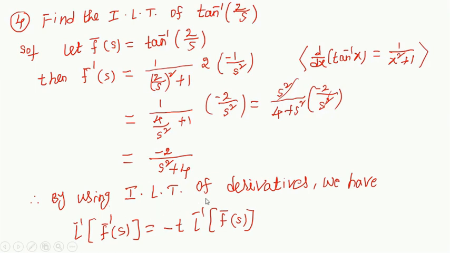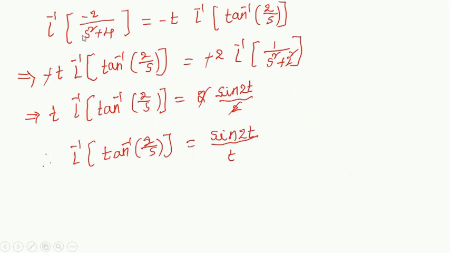Now by using inverse Laplace transform of derivatives, we have L inverse of f dash of s is equal to minus t into L inverse of f bar of s. Now substitute f dash of s value and f bar of s value. What is f dash of s here? Minus 2 by s square plus 4. And what is f bar of s value here? Tan inverse of 2 by s. Substituting them, L inverse of minus 2 by s square plus 4 is equal to minus t into L inverse of f bar of s, meaning tan inverse of 2 by s.